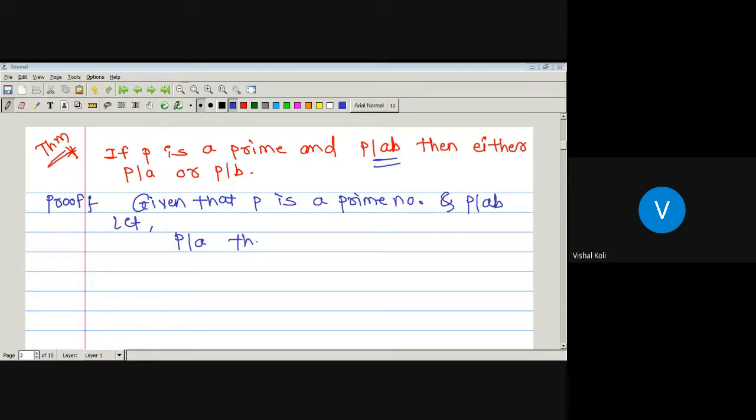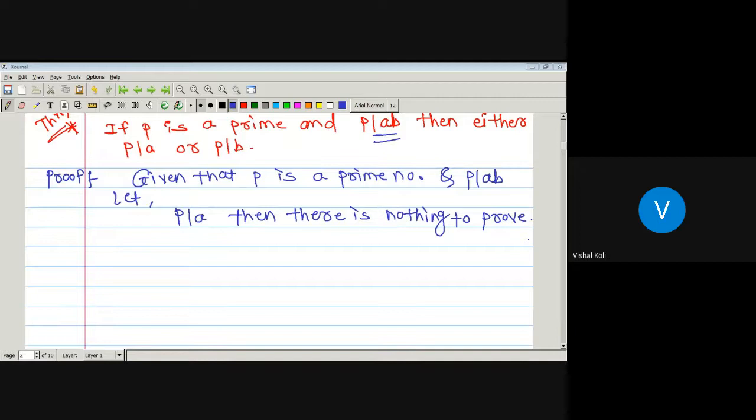Then there is nothing to prove. In case suppose that p does not divide a. So suppose p does not divide a, and already we have given that p is a prime number. So by Euclid's theorem, actually we know the Euclid's theorem. As here p does not divide a and p is a prime number.